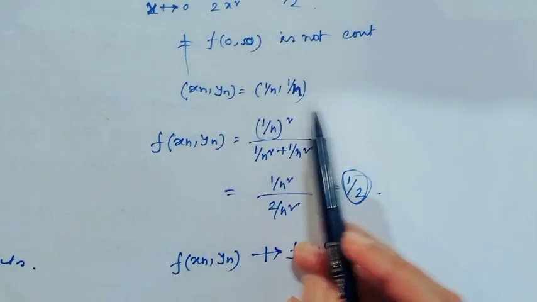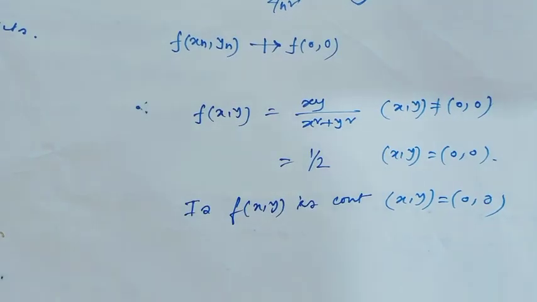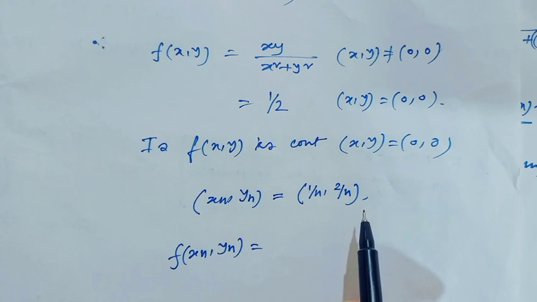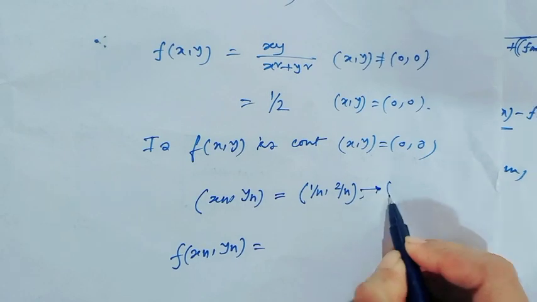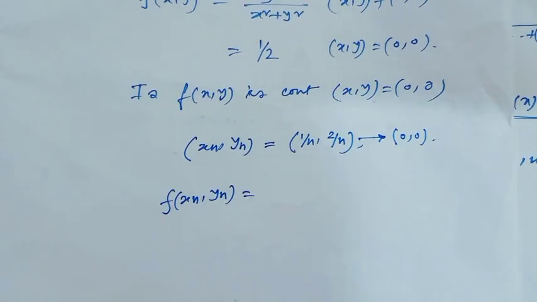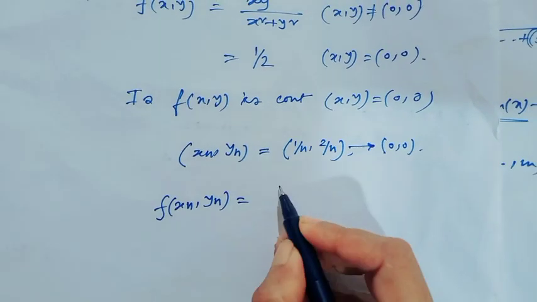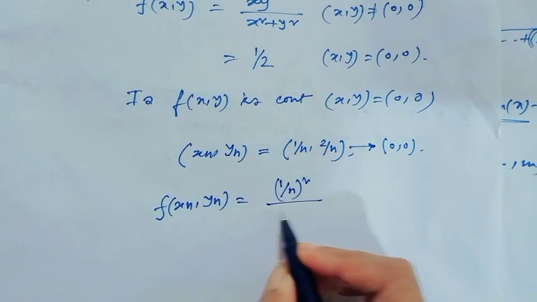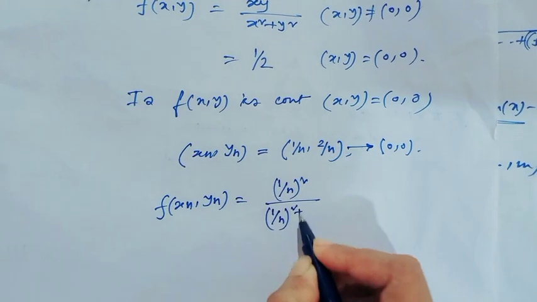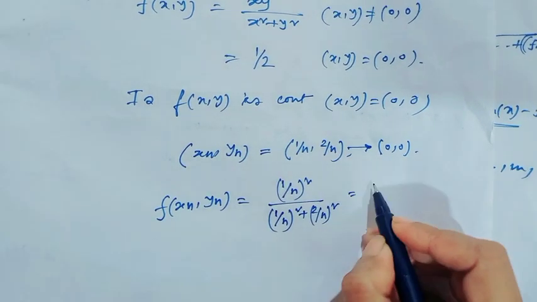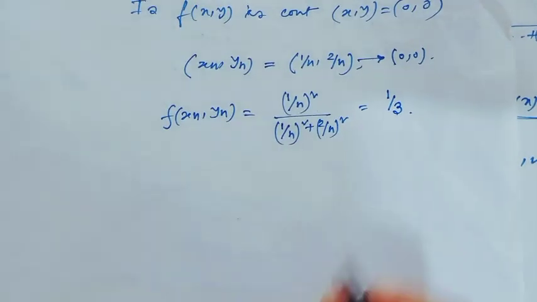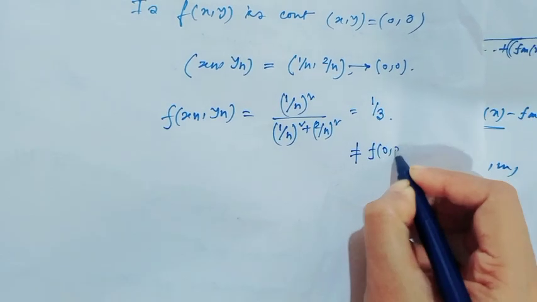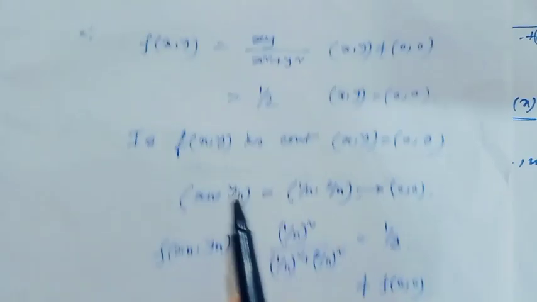If you consider this sequence, then obviously this is true. But if we change the sequence (xn, yn) to (1 over n, 2 over n), obviously this sequence converges to (0, 0). But f of (xn, yn) would be 1 over n square over 1 over n square plus 2 over n square. This value would be 1/3. Therefore, this is not equal to f of (0, 0). So for this sequence, this function is also not continuous.